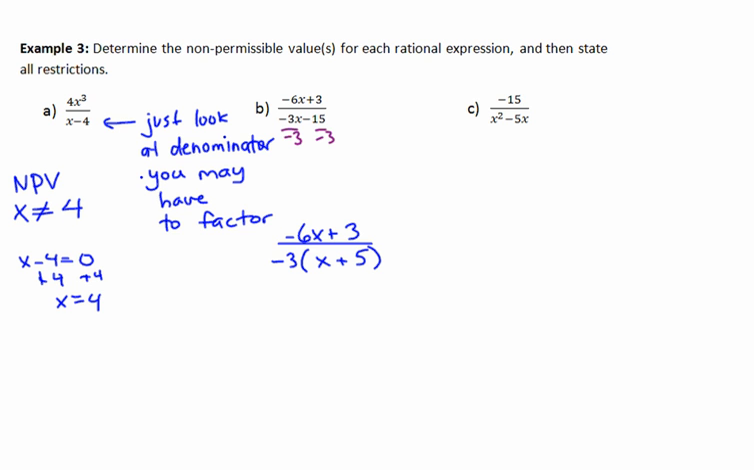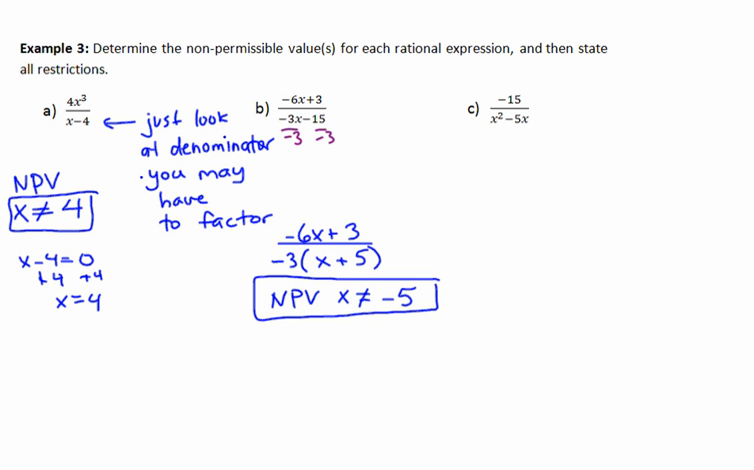Okay, so what's my non-permissible value? It's only where the x is. X can't be equal to negative 5. Why not? No, you're thinking about before things cancel. Because even if you put negative 5 in here, you could still figure it out. Yeah?